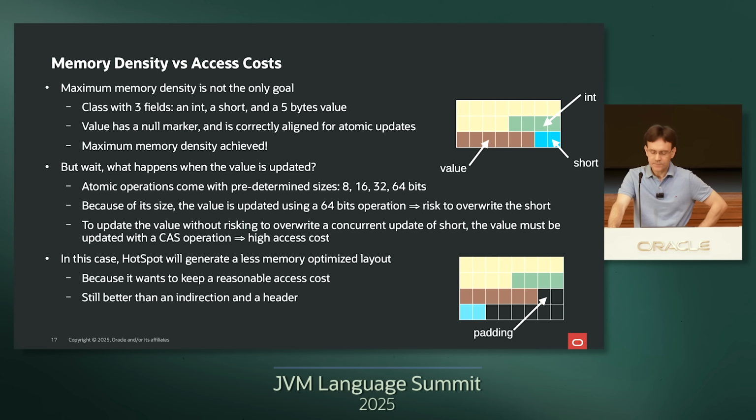So in this case, HotSpot will compute a less efficient layout, putting padding at the end of the value just to have a reasonable access cost to this value. Not the best memory layout, but still better than an indirection and a header.